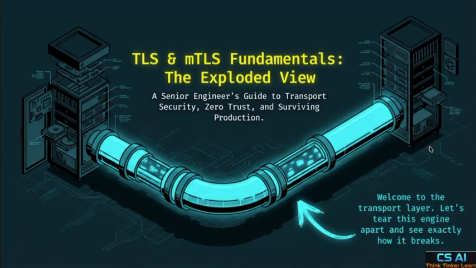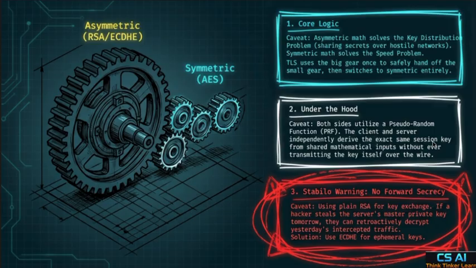Okay, now let's look at how we can secure the wires. TLS is a game of two gears. Asymmetric math like RSA or ECDHE solves a key distribution problem: how to share a secret over a hostile network without anyone eavesdropping. However, asymmetric math is computationally very expensive. Symmetric math like AES is incredibly fast but requires both sides to already have the secret. TLS uses the big gear, which is the asymmetric part, once to safely hand off a session key, then switches entirely to small gears, which is the symmetric, for the actual data transfer.